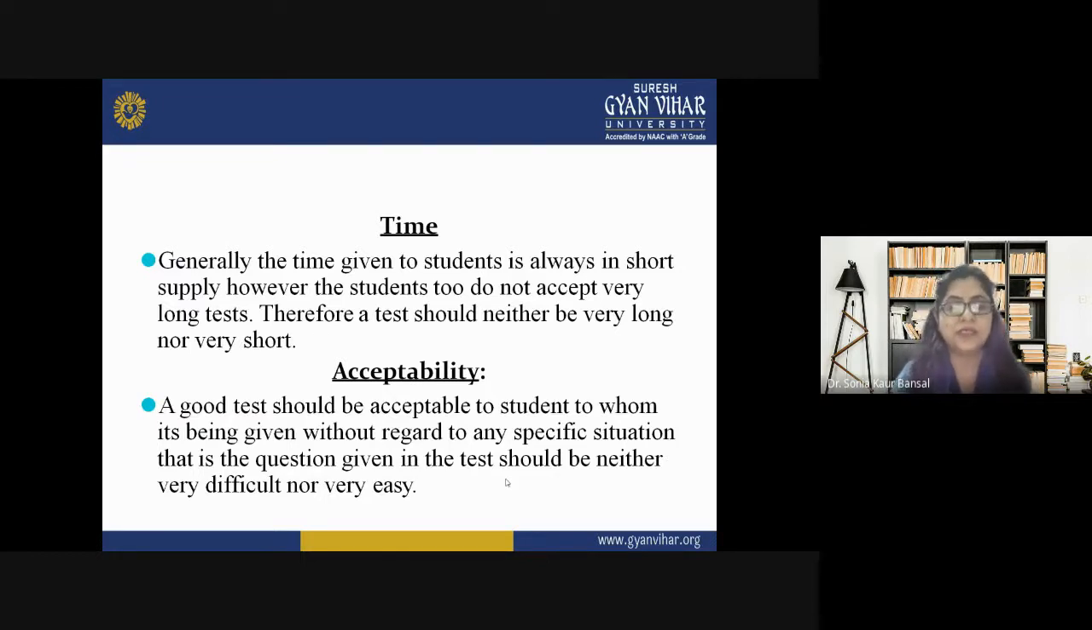So this is actually a very important point, that you must take care of time when you are administering any test on your sample. Then acceptability. This is the important point that you must take care. A good test should be acceptable to the student to whom it is being given, without regard to any specific situation. That is, the questions given in the test should be neither very difficult nor very easy. So it is somehow acceptable to the students, what they are going to do in that test.